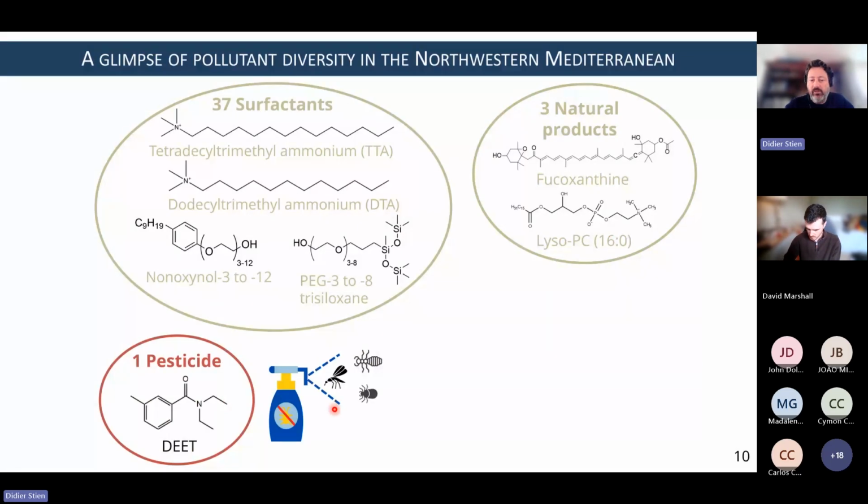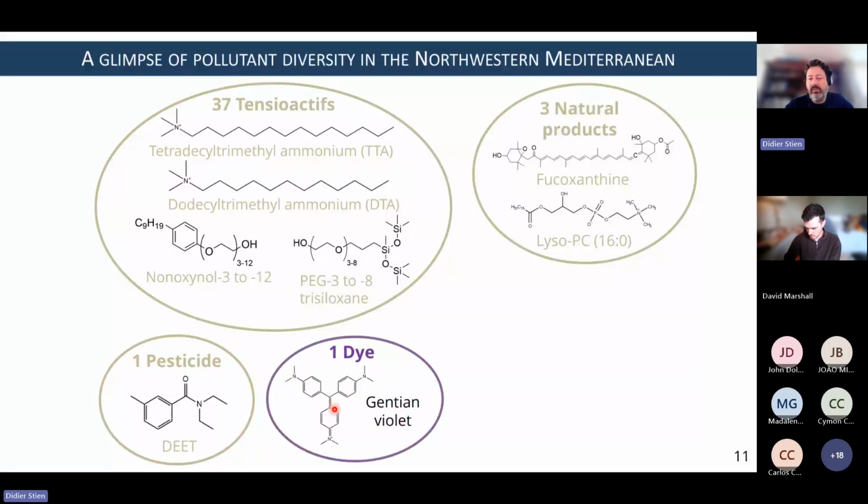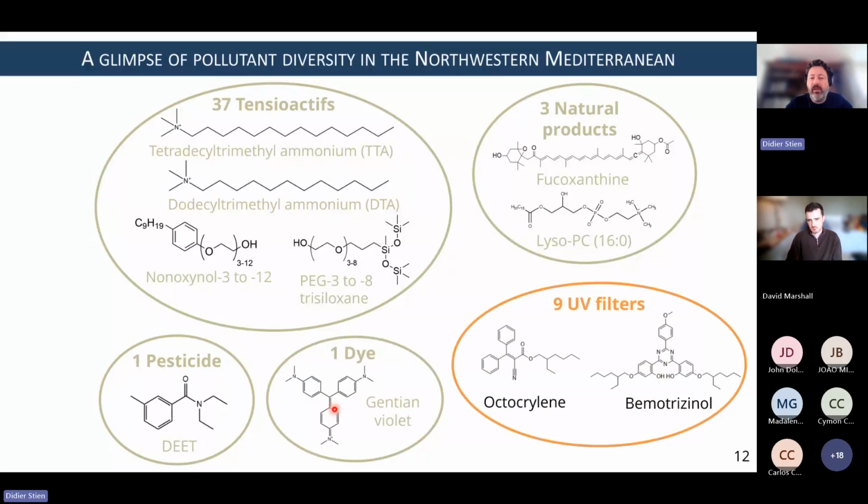We have one dye, gentian violet or crystal violet. If anyone knows why we have this in seawater, I'm interested because I have no idea where it might come from. It's not allowed, it's not sold in Europe, I think, and it's not allowed in any application. So I don't understand why it's there, and you will see that its concentration is troublesome. And we have 9 UV filters that we were expecting to find in coastal seawater in Banyuls.